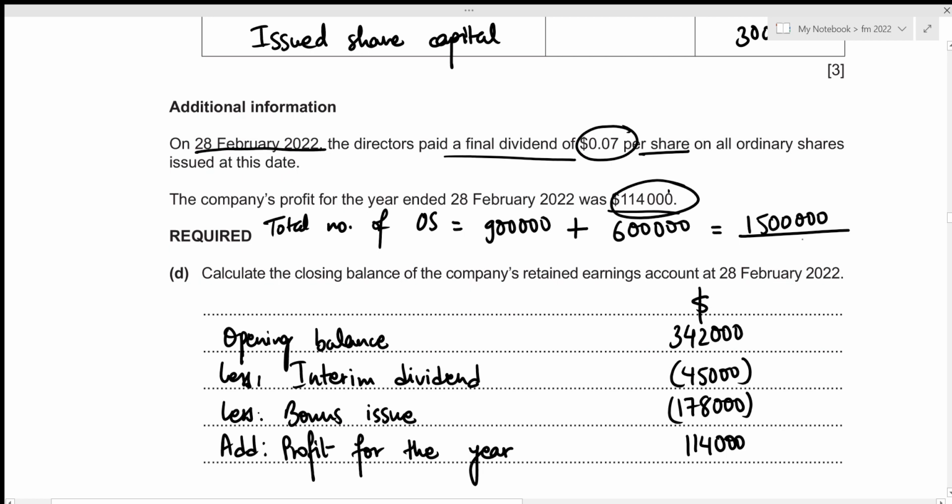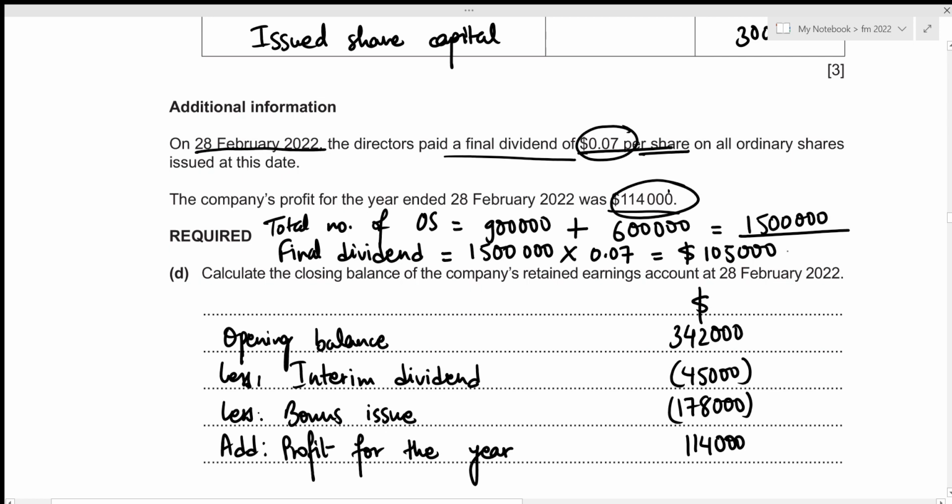So this is the total number of ordinary shares that we have at the date on which our final dividend is being paid. So now, in order to figure out the total final dividend, we just need to multiply our total number of shares with our dividend rate per share. And we just figured out the total number of ordinary shares to be 1,500,000. Now we multiply it with the rate of 0.07 per share. And this gives the final dividend to be 1,500,000 times 0.07, which gives the amount of the final dividend to be 105,000.